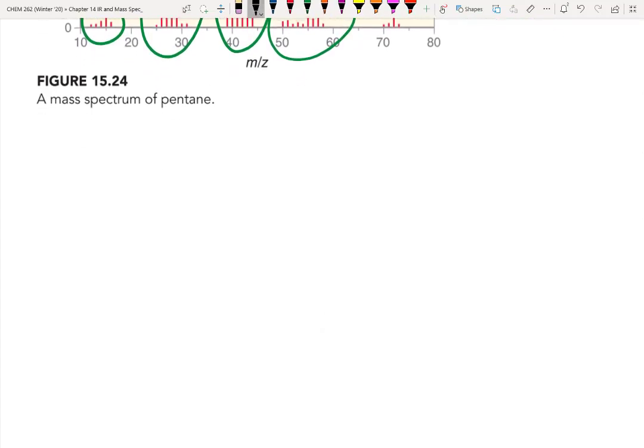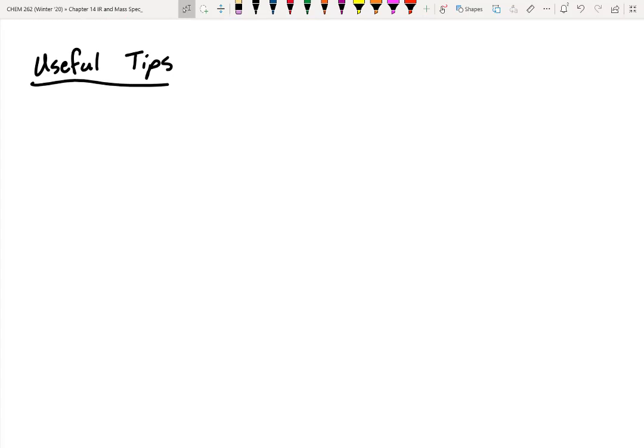So moving on, I'll show you some useful tips. Because it is really overwhelming looking at this forest of peaks. Oftentimes when you're looking at it, it's just completely overwhelming. You don't know where to start. So I always start by looking at my parent peak.